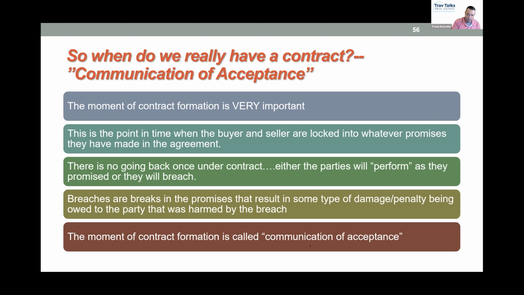Why is that important? Because at that point, there's no going back. We have a valid, binding, enforceable agreement, and the parties owe each other those promises. That's the point at which people can start getting sued if they don't follow through with their promises. Does that make sense that this is the point of no return as far as a contract goes? Somebody not doing what they promised is called a breach from this point forward. All those promises start rolling the minute we have communication of acceptance.